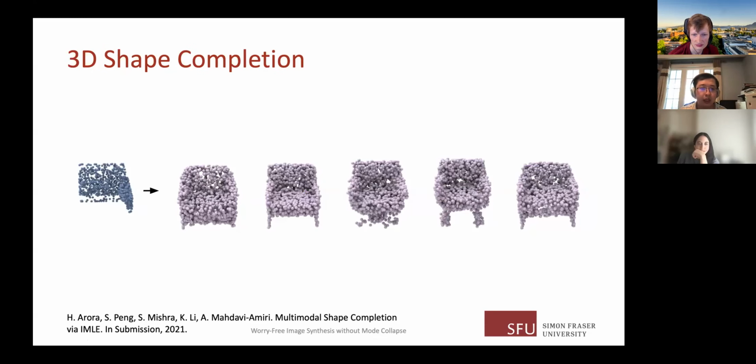Finally, we have something related. It's not really image synthesis, but it's trying to generate 3D shapes. You can give it a partial shape as input, and it's going to generate these different chairs. This is the upper portion of the chair, and it generates the different kinds of legs that the chair could have. That will be useful in many contexts if you can only observe a part of the chair.